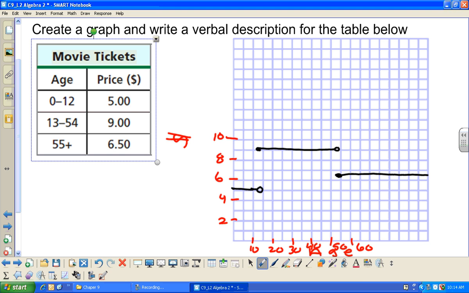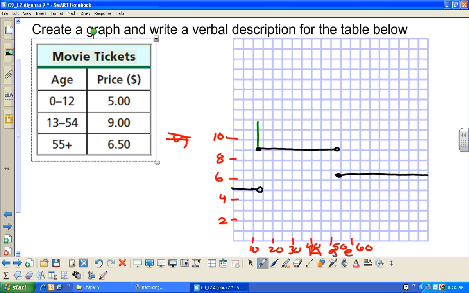Now this is a function. The reason being, whenever you want to test to see if something is a function, you do your vertical line test. If that vertical line goes through more than one point, it is not a function.